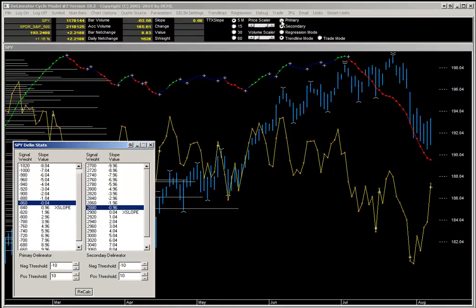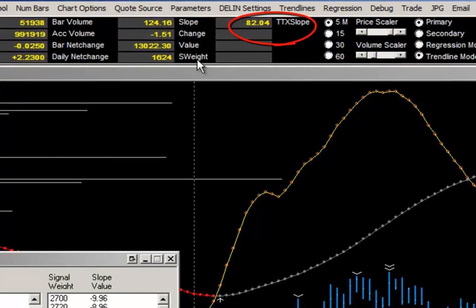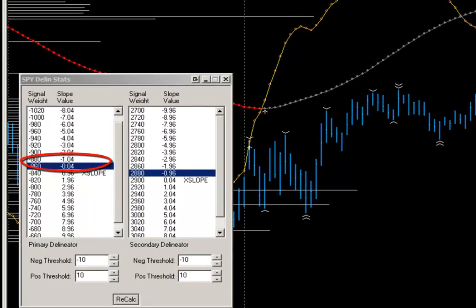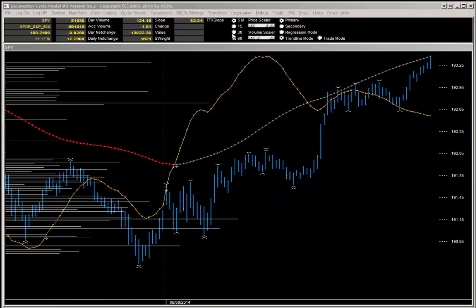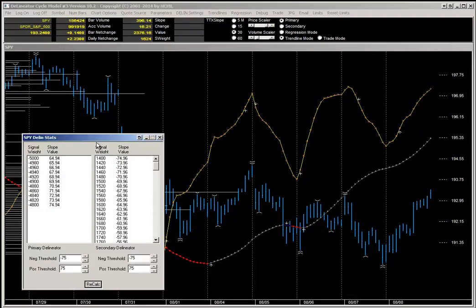But let's go back to our 5-minute, and we can see that it would take 82 bars at the current level of signal weight for the slope to change, so that's not going to happen today. Signal weight would need to reverse to minus 860 for the slope to come down. So let's move our stats calculator out of the way and go back to our 30-minute chart. So we're back on our 30-minute chart, and let's bring in our stats calculator, hit recalc.